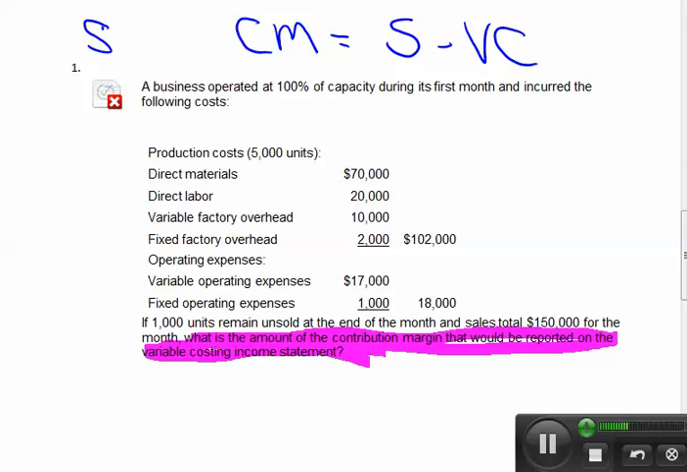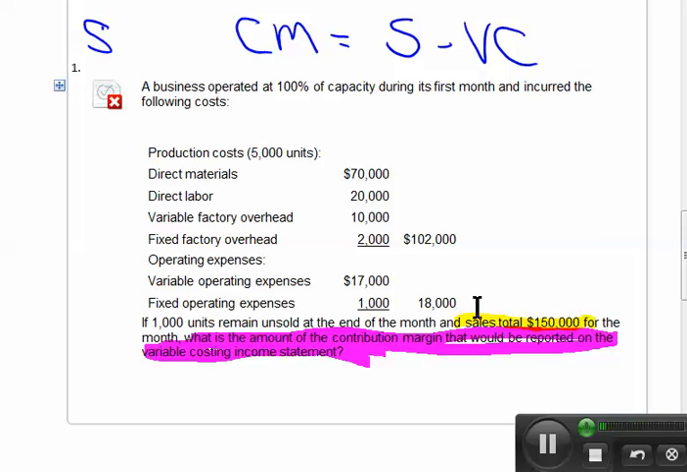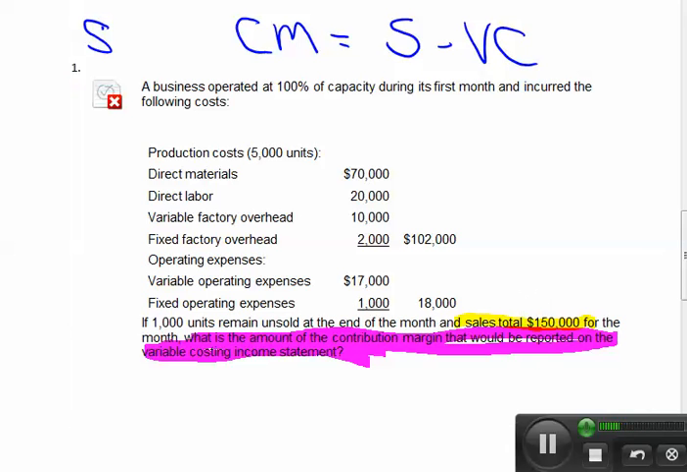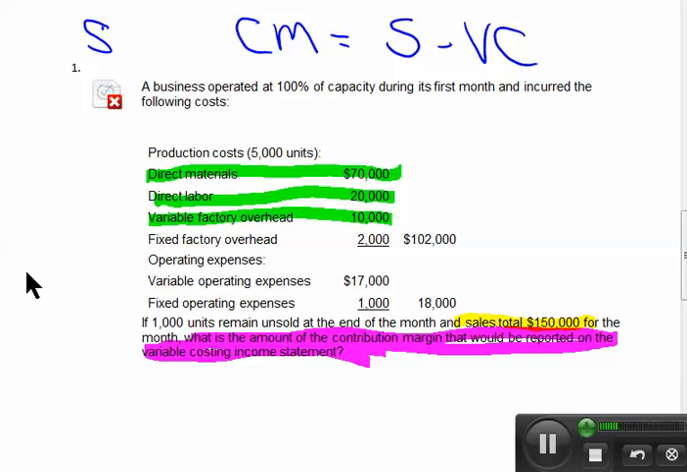So I'm going to be looking at the sales in this company, and in that case the sales were $150,000, and I'm going to subtract from those sales my variable manufacturing costs. The variable manufacturing costs are my direct materials, my direct labor, and my variable factory overhead. Well, if I add those together, I get $100,000.